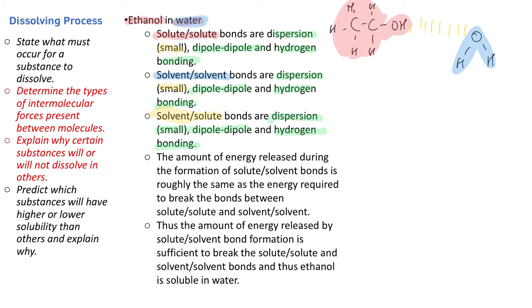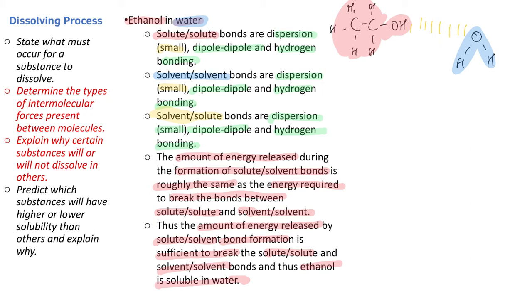So you'll notice that the solute-solute, solvent-solvent, and the solute-solvent bonds are all effectively the same, right? Which means that they're going to produce enough energy. The amount of energy released during bond formation is roughly the same as the energy required to break the bonds between solute-solute and solvent-solvent, right? So that's just saying that the amount of energy produced is roughly the same because the bond strength is roughly the same. But you can't just say bond strength, you have to say the energy produced, right? That's the amount of energy released by the solute-solvent bond formation is sufficient to break the solute-solute and solvent-solvent bonds, and thus ethanol is soluble in water.